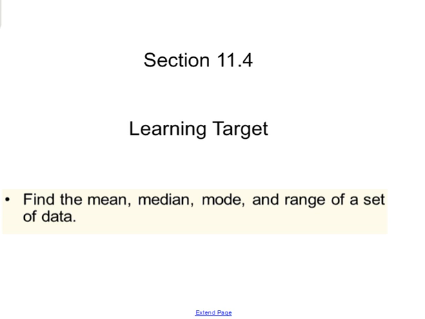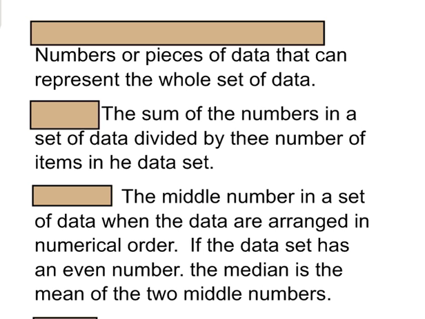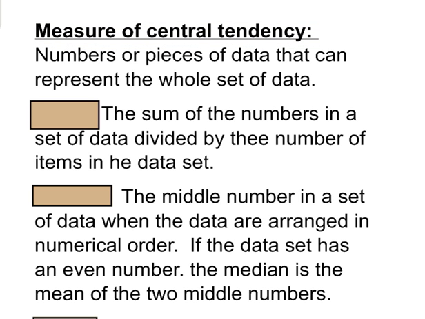The first thing we need to do is make sure we've got common definitions for all these things. Measure of central tendency: the number or pieces of data that can represent the whole set of data. So this is probably the selected, either the mean, the median, the mode, or the range that best describes the data. The mean is the sum of the numbers in a set of data divided by the number of items in the data set. Some typing errors here, sorry about that.